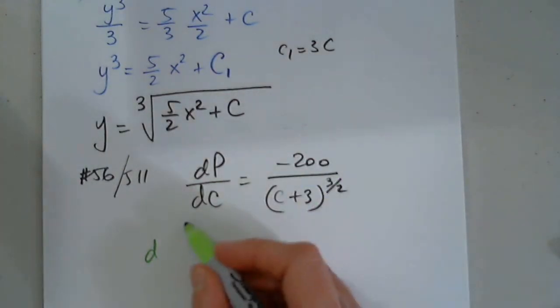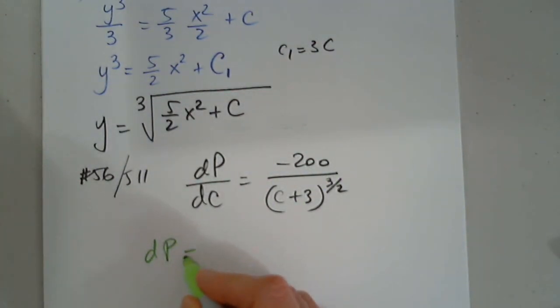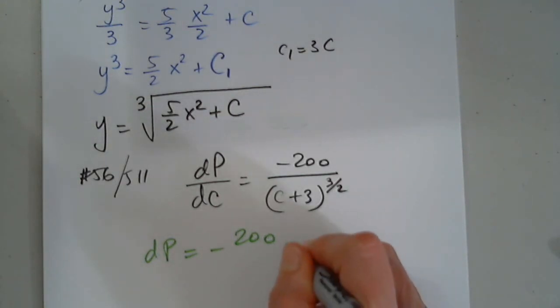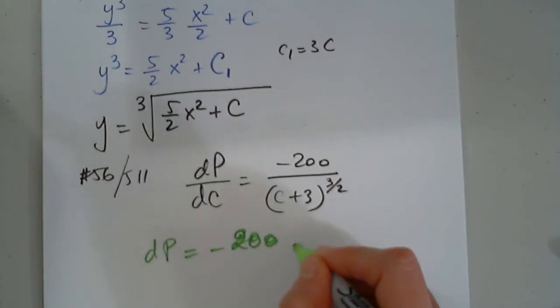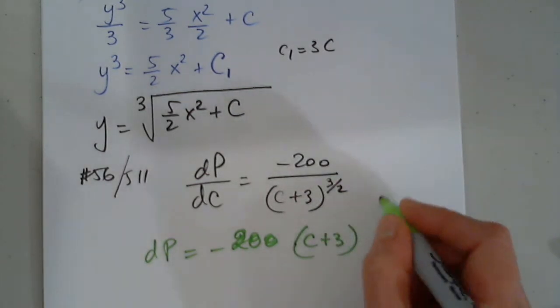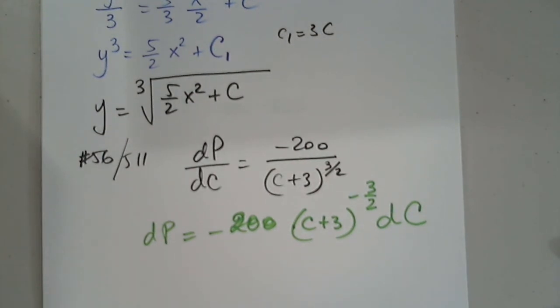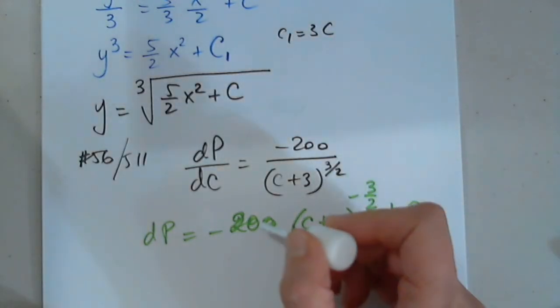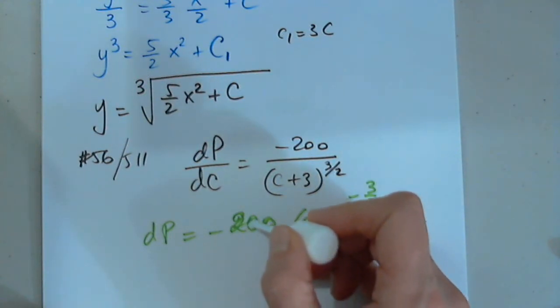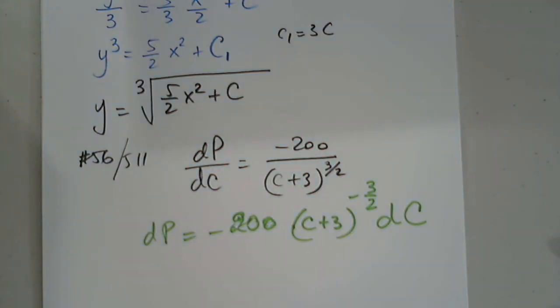That's all I need. I'm not going to move the constant here. So negative 200, I will also write it as negative 200 times C plus 3 to negative 3/2 times dC. I'm getting it ready for integration. So I changed 1 over C plus 3 to 3/2 into C plus 3 to negative 3/2. And now we integrate.